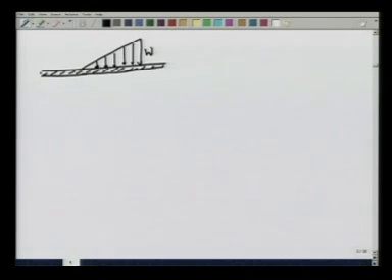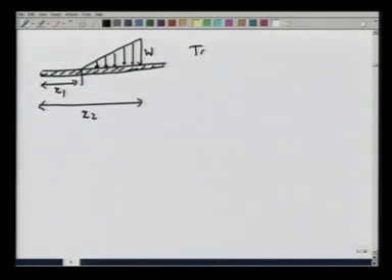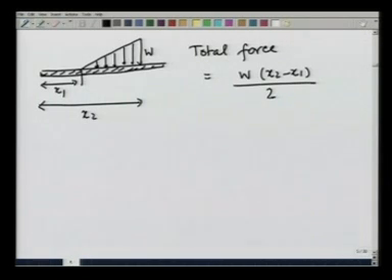Where the maximum load per unit length is W, the load starts at a distance x1 and goes all the way up to x2. What we want to figure out is how much is the total force acting on the beam and where effectively it is acting. So, the total force is going to be the area of this triangle, which is W (x2 minus x1) divided by 2.